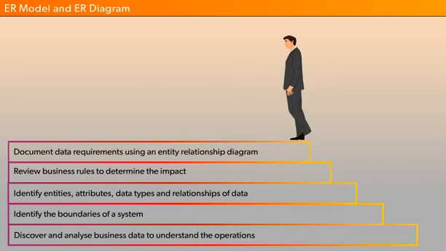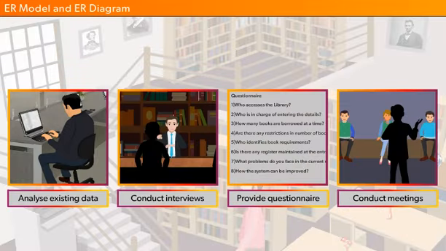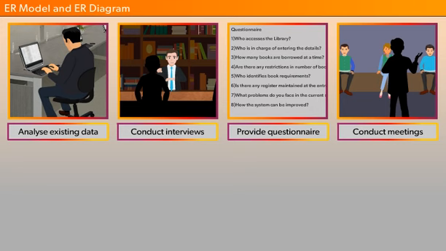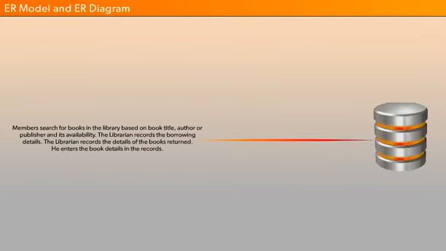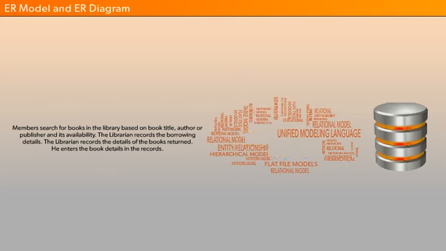The next step in the process is to document the data requirements using an entity relationship diagram. We have seen how the analyst analyzed the tasks that are carried out in the library during the requirement phase and recorded them as business descriptions. These descriptions do not always give a clear idea to create an effective database. So, the descriptions are first converted to a high-level data model before creating the database.